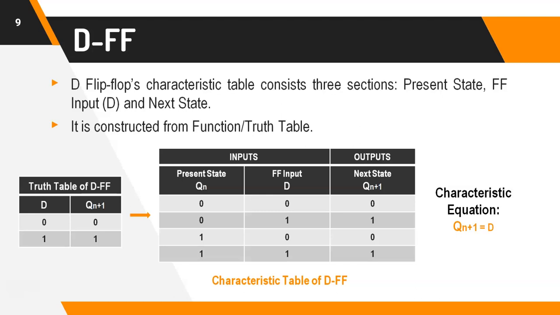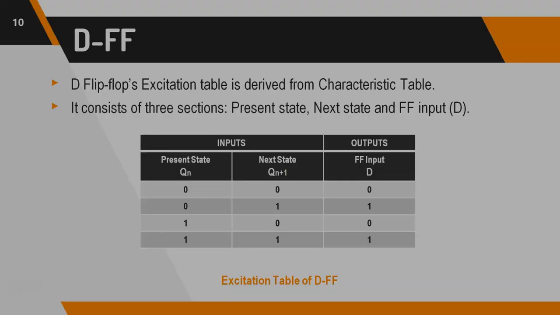Now, let's try to find out the values for Qn plus 1 by using this truth table. When D is 0, Qn plus 1 is 0. When D is 1, Qn plus 1 is simply 1 based on the truth table. Again, when D is 0, Qn plus 1 is 0 and when D is 1, Qn plus 1 is 1. From this characteristics table, we can notice one thing. Our next state, Qn plus 1, is equal to D, that is nothing but our flip-flop input. We can give a name for this equation as the characteristic equation.